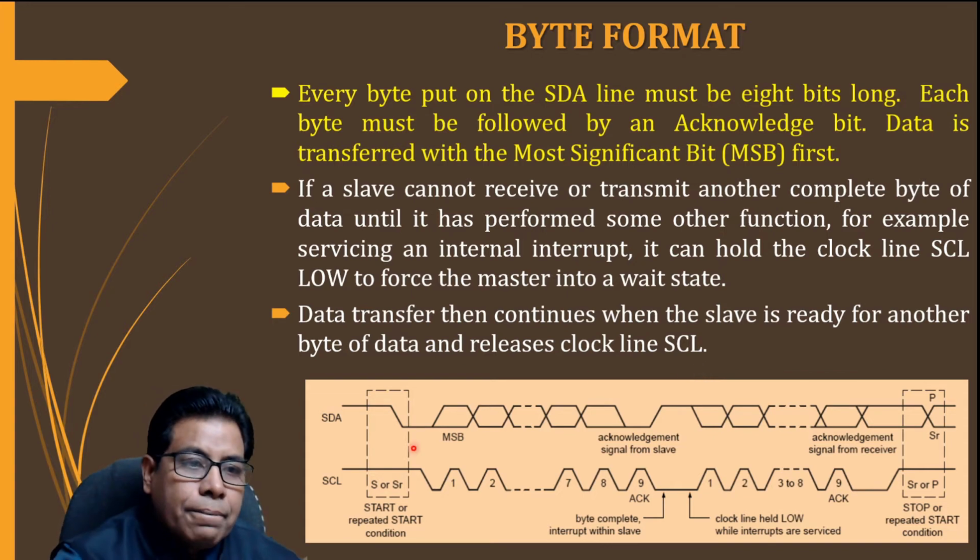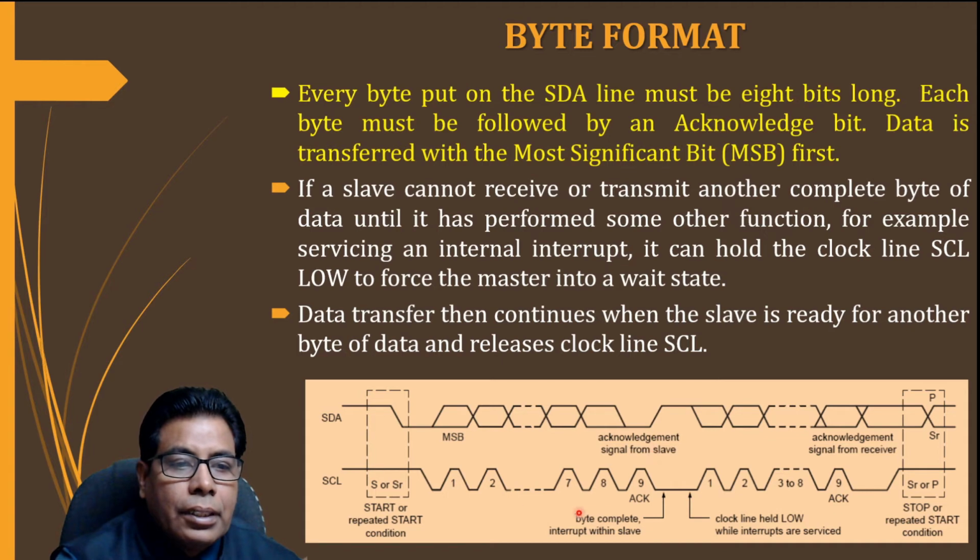You can see here this is the serial data line, SDA, and this is the serial clock. So we have first the start condition, and in case of repeated start, it is called SR. And then we have the MSB, and then here the different data are shown, and then acknowledgement will be there.